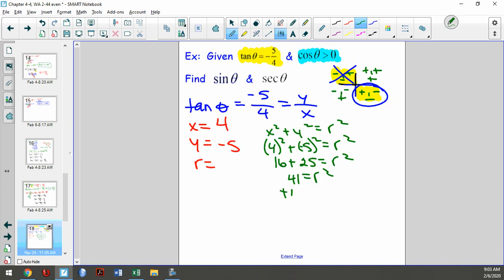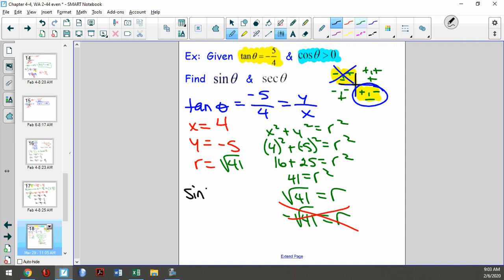So the square root of 41 is r, or negative square root of 41 is equal to r. What did I teach you yesterday? r can never be negative because it is the radius measurement. It's distance, and distance must always be positive, so you can't have that. So we know r is the square root of 41. Do we all understand that? Yes or no?